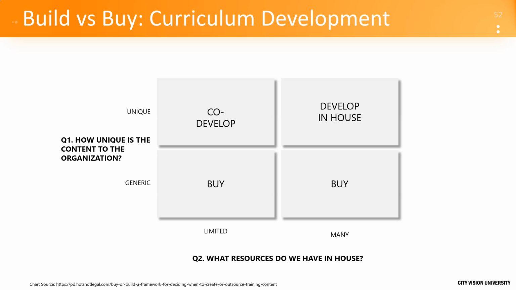Now, in the business world, you have decisions that are called build versus buy. In curriculum development, this is one type of grid you might use, and there are 2 questions you might ask. First, how unique is the content to the organization? For Christian organizations, it's how important is values alignment, and how can you find values aligned content? A lot of Christian organizations assume we can't find things that are values aligned if we don't build it ourselves. Well, that may be true or it may not be true, but you should at least look. And then, what resources do you have in-house?